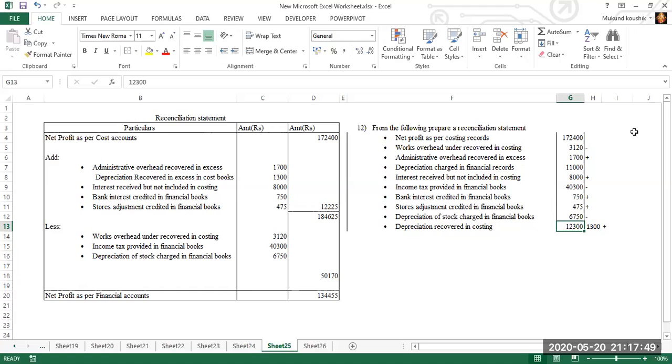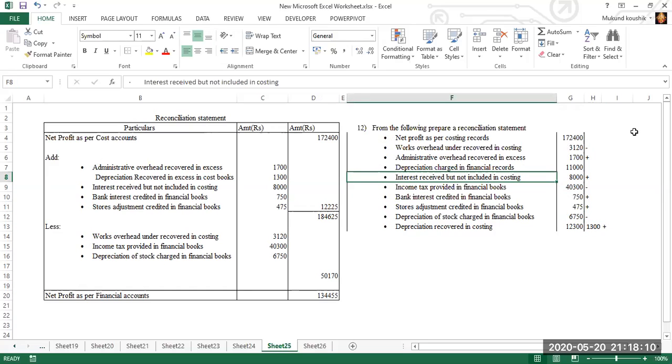So here, since the costing depreciation as per costing books is more compared to financial accounts, this excess amount we have to add, because it is over absorption or over recovery of depreciation as per costing books. So whenever we have over recovery of depreciation as per costing books, we have to add. The difference between 11,000 and 12,300, which is 1,300, we have to add.